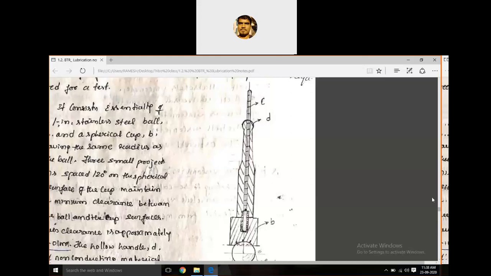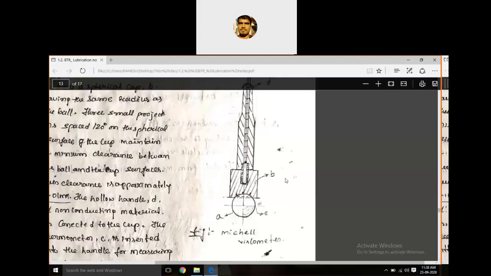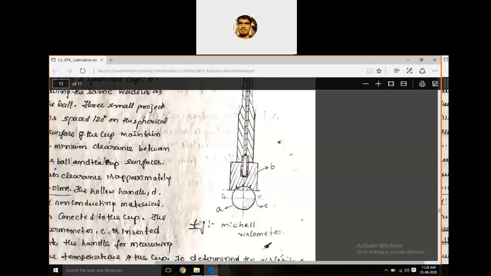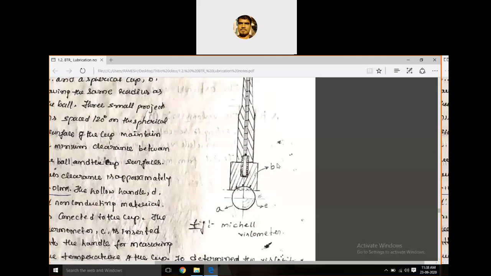Coming to the construction, it consists essentially of a 1-inch stainless steel ball. So this is a 1-inch stainless steel ball, and a spherical cup. This is called the spherical cup. A is a stainless steel ball, and the spherical cup has the same radius as the ball.